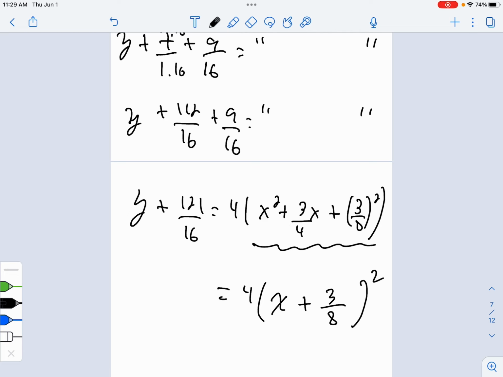Let me rephrase that. It's the result of the coefficient of x that you divided by 2. So 3/4 divided by 2 was 3/8. That is what you just put there.